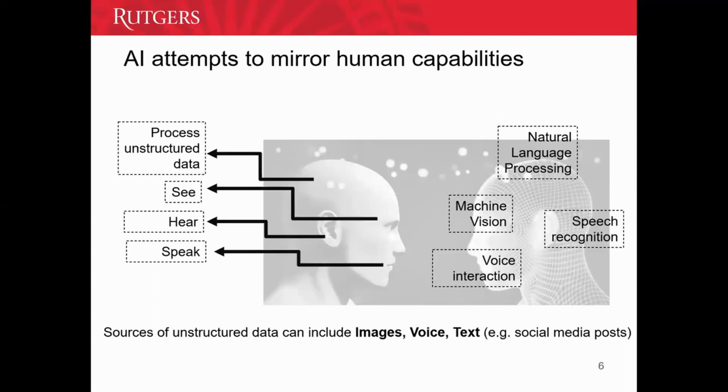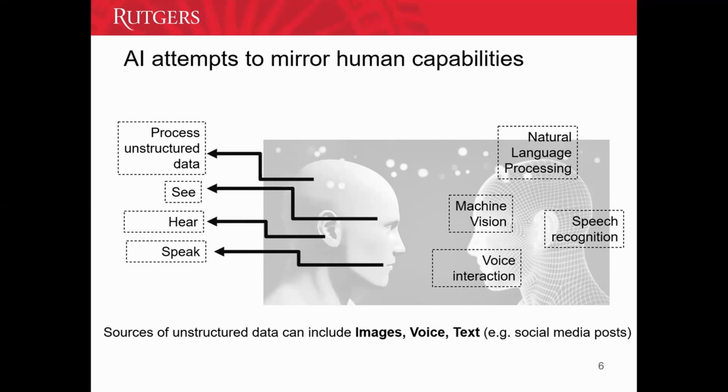So I mentioned that the definition of AI is its ability to mimic our human cognitive skills. So think about yourself as a human being. You have the capability to see, right? And AI is trying to mimic that capability to see using a technology called machine vision.